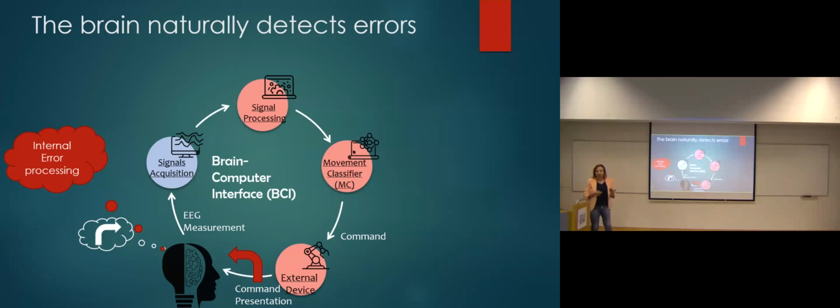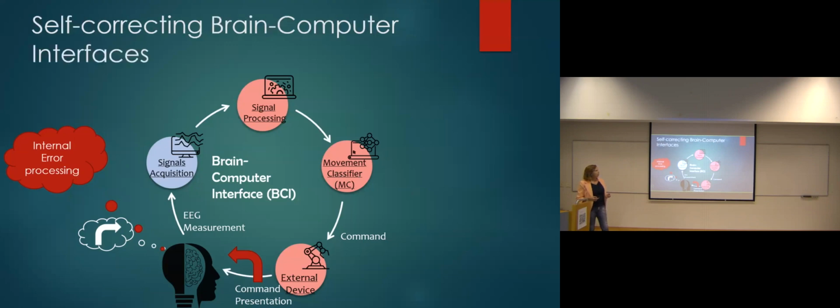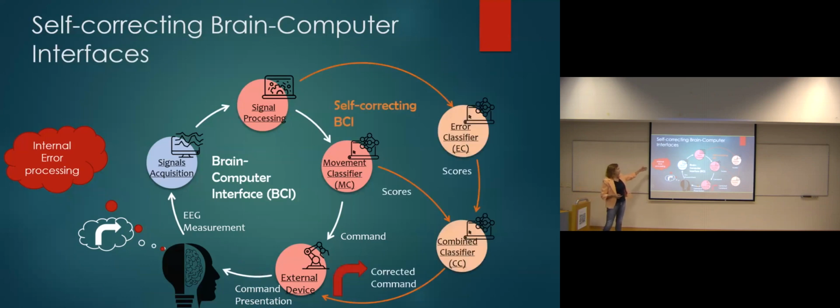Error processing is critical for us to learn, to correct what we are doing and to learn new things. So if there is an error, if the system is doing something different than what we intended, there is internal error processing in the brain, which we can detect with the same EEG. It occurs in different areas of the brain. So we can detect the activity that has to do with the error processing and do what we call self-correcting brain-computer interfaces.